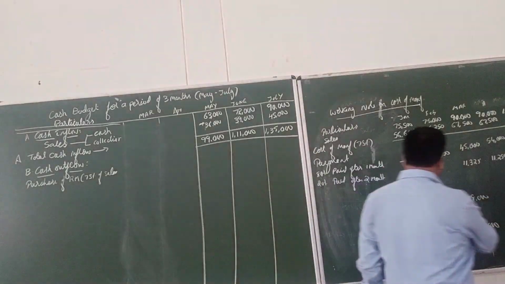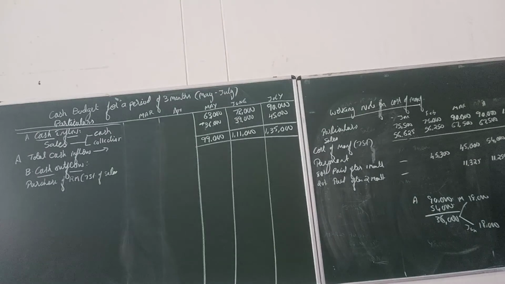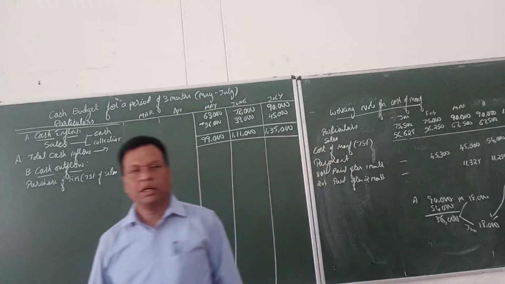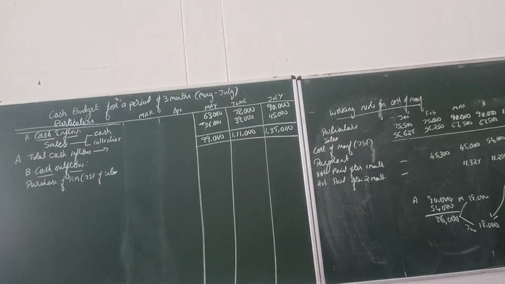Okay. Next, we'll take May 1,05,000. Out of that the cash is how much? 63,000. Balance 42,000. 21,000 in the month of June and 21,000 in the month of July. So 21,000 plus 18,000. Correct, sir. Is it correct? Correct, no?